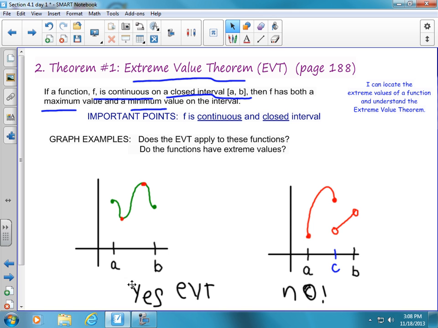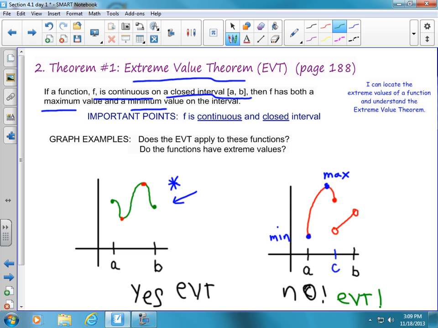Now, this second graph has a maximum. So you can have a maximum even though you don't have the extreme value theorem. And it looks like we even have a minimum, a min and a max. But we're not guaranteed one. In the first function, we're guaranteed one. In this one, it just happens that we have one. But the EVT does not apply here. No EVT.